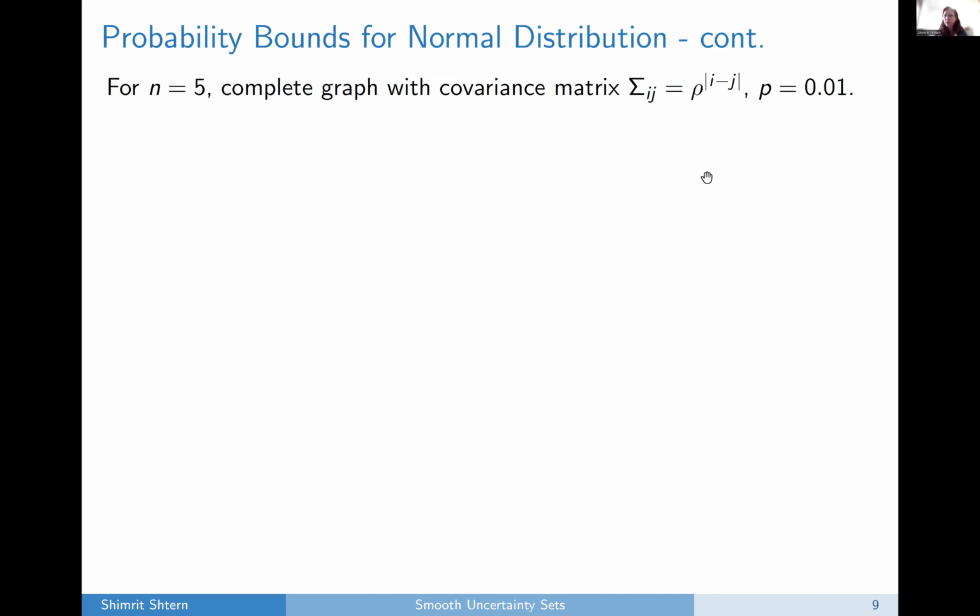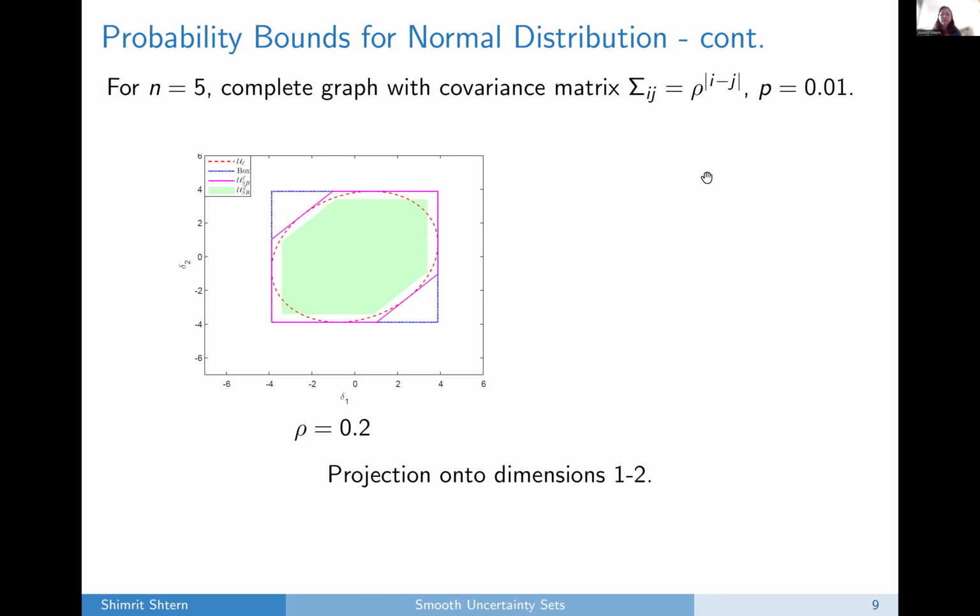And just to give you some sense of what kind of results we get, we took a very simple example with dimension 5. The covariance matrix is a full matrix, meaning we look at the full graph, where the correlation between i and j is given by rho to the power of |i minus j|. So you can think of it as one dimension, where i is the location and |i minus j| is the distance between location i and location j. And we want to guarantee something with probability p of 0.01. And what we have here, in red, is the ellipsoid uncertainty set we get from the Mahalanobis distance that gets this guarantee of 1 minus p.